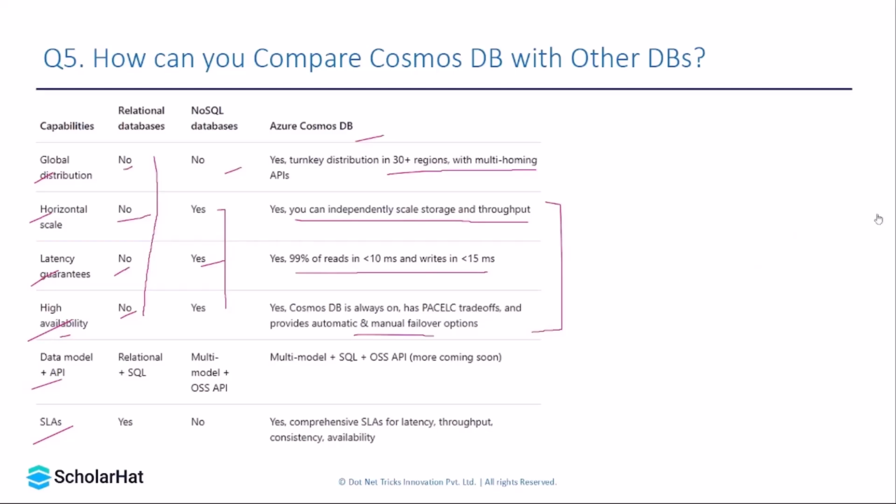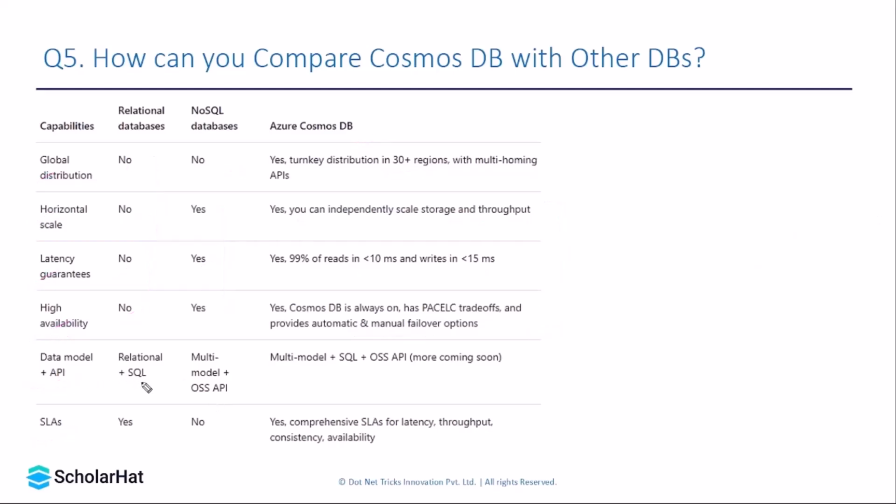Then if you talk about the data model API, a relational database has a relational API, that is, you can only write a SQL query. Whereas in NoSQL databases, you can have a multi-model or an OSS API. Whereas Cosmos DB has a multi-model, it has SQL and it has an OSS API. Though the OSS API is something which is in progress, it's a beta version and more are coming soon.